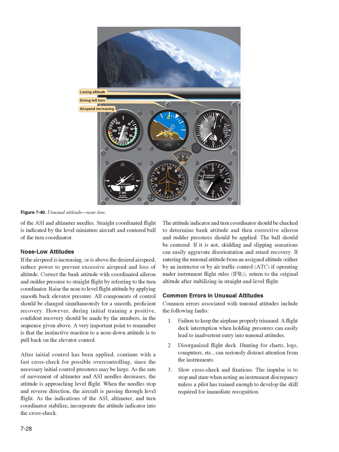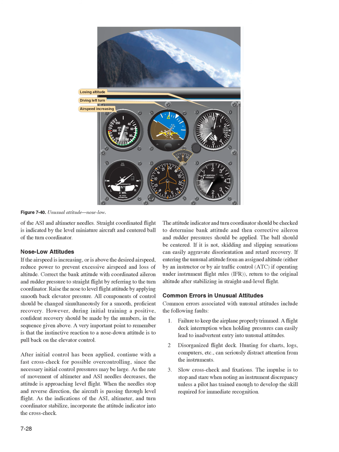A very important point to remember is that the instinctive reaction to a nose-down attitude is to pull back on the elevator control. After initial control has been applied, continue with a fast cross-check for possible over-controlling, since the necessary initial control pressures may be large. As the rate of movement of altimeter and airspeed needles decreases, the attitude is approaching level flight. When the needles stop and reverse direction, the aircraft is passing through level flight.